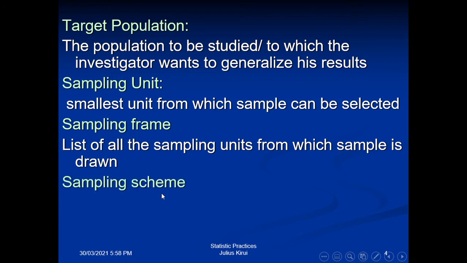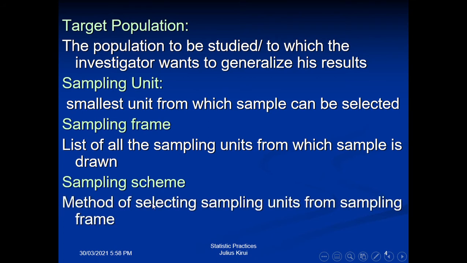And then we have sampling scheme, the method of selecting sampling units from the sampling frame. So this is actually your genesis. You move from target population to sampling units to sampling frame. From the sampling frame, you move to the sampling scheme. Is that right?